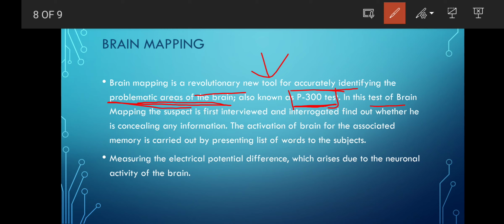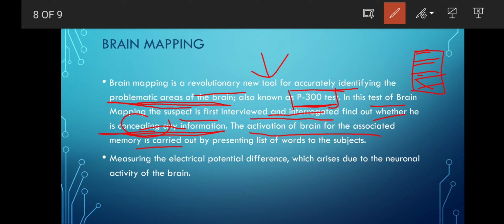In this test, the suspect is first interviewed and interrogated to find out whether he is concealing any information. Like the lie detector, they ask certain questionnaires, right? In the same way here, they identify whether the person is telling the truth or not using this questionnaire. Then the activation of the brain is done: an associated memory is created by presenting a list of words relating to the crime to the subject. Certain words will be given, or explained to that person. He will eventually think based on that crime only, even if he has this concealing type of behavior.